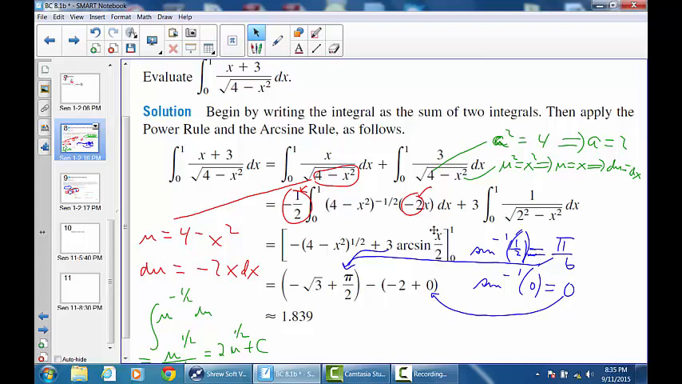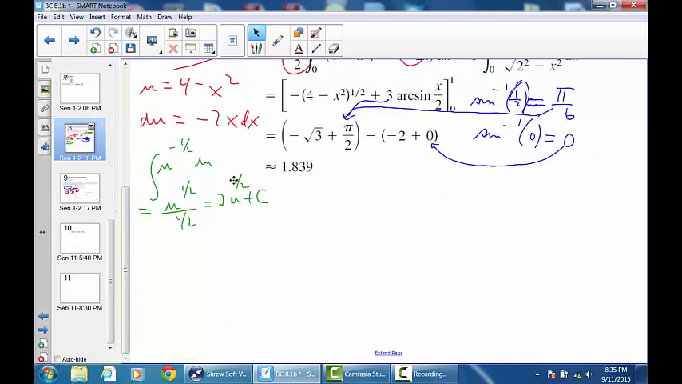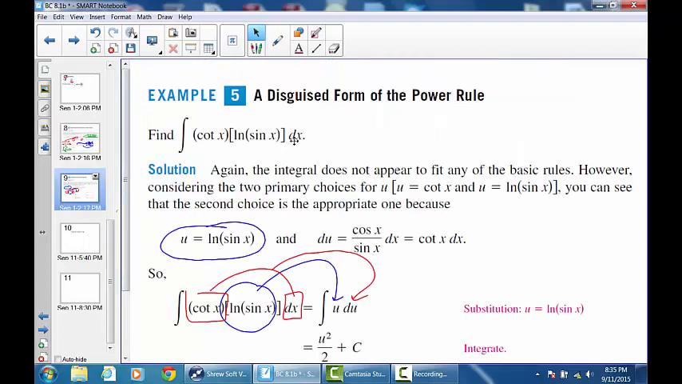Now we evaluate. We plug in the 1. Here we'll get root 3. Here we'll get 3 times arc sine of 1/2, which is 3 times pi over 6 or pi over 2. Plug in the 0. We'll get -2 to the half, -4 to the half, which is -2. And of course, arc sine of 0 is 0. 3 times 0 is 0. And if you were to do that on a calculator, you would get this answer right here of 1.839.